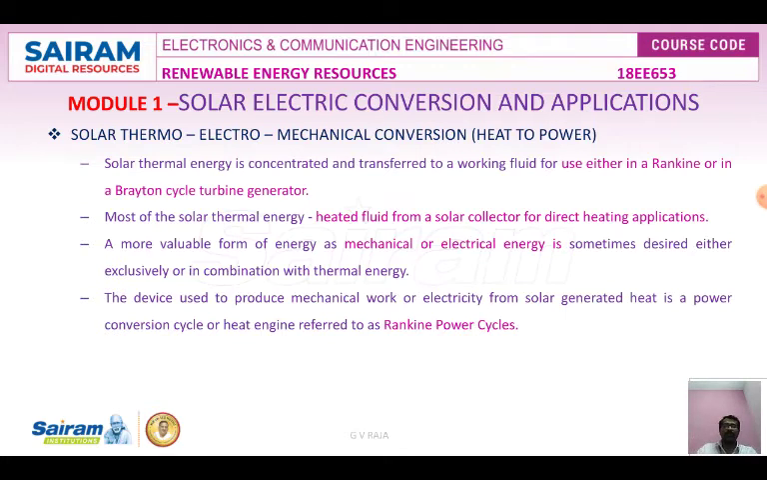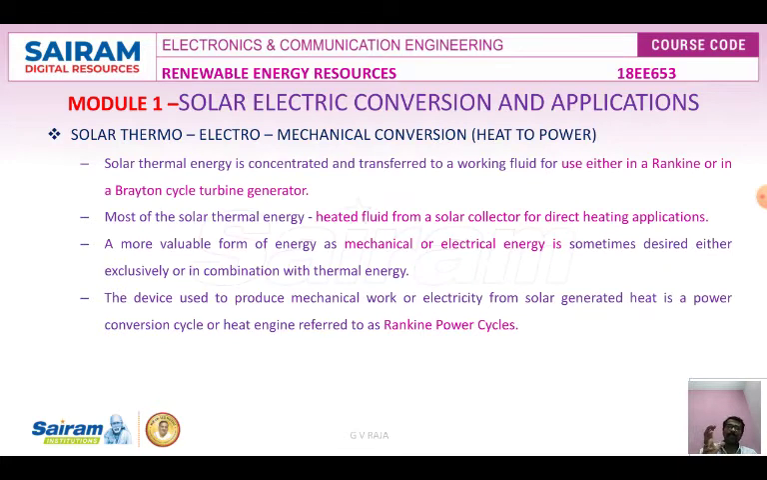Heat into power means the heat will be applied to the turbo generator, where the heat is converted into mechanical energy and then into electrical energy. Solar thermal energy is concentrated and transferred to a working fluid for use in either a Rankine cycle or a Brayton cycle for the turbine generator. Before the turbine generator, a Rankine cycle or Brayton cycle will be connected, where this cycle is used to convert the mechanical motion into electricity.